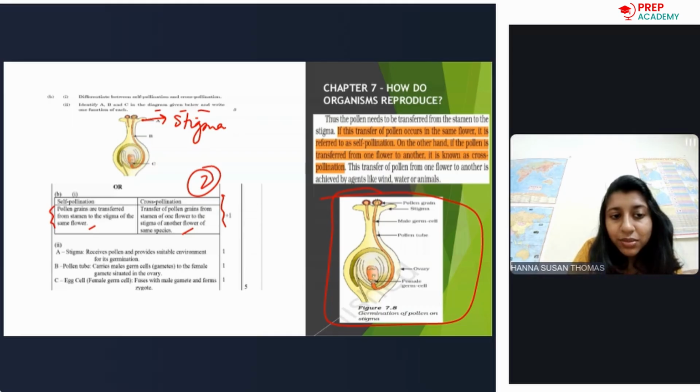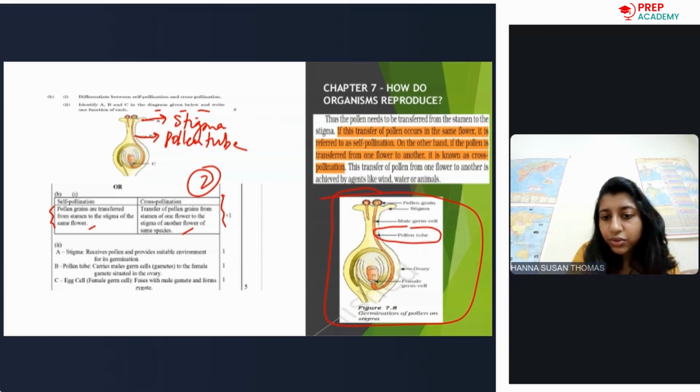So B here, it's pollen tube, right? Pollen tube. It's pollen tube. Okay. And what is the function of pollen tube? It carries male germ cells or it carries gametes to the female gamete situated in the ovary. Okay. Then comes C. C is nothing but female germ cells.